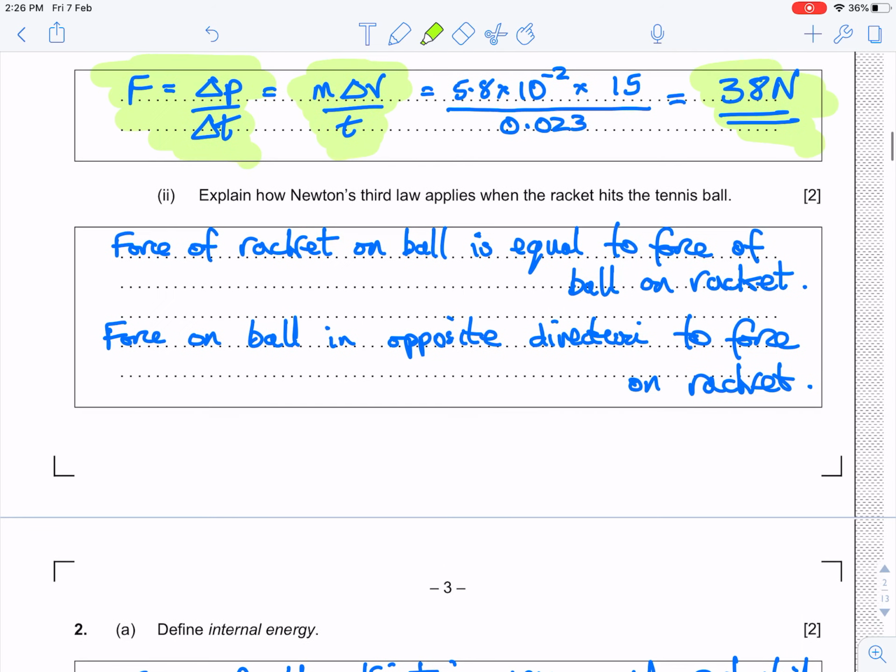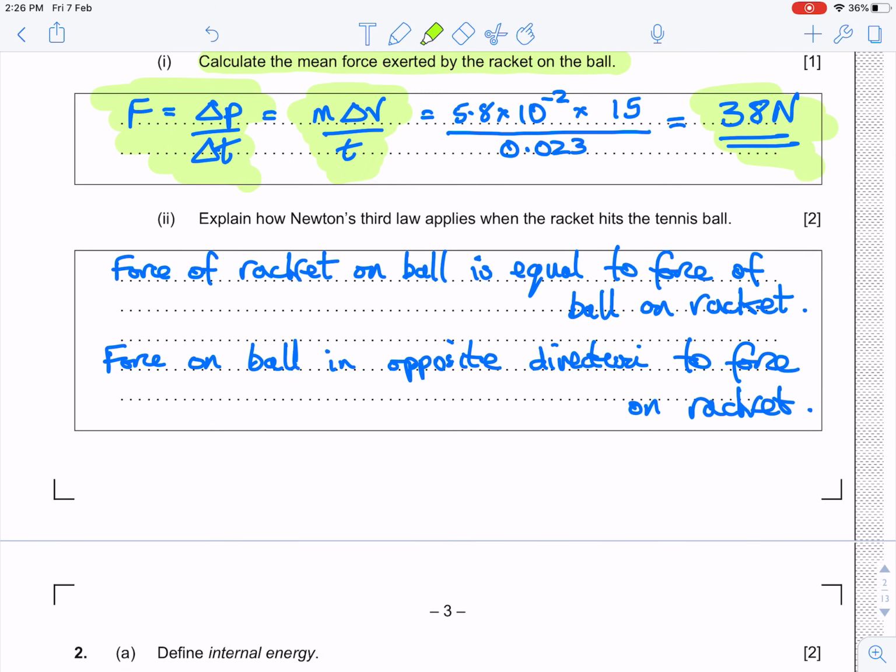And the final bit of this question is: explain how Newton's third law applies when the racket hits the tennis ball. So there are 2 marks here, and the first mark is for stating that the force of the racket on the ball is equal, and that's the key word, to the force of the ball on the racket. That would be 1 mark. And then saying something about direction. The force on the ball is in the opposite direction to the force on the racket. So that's explaining how Newton's law applies to this situation.